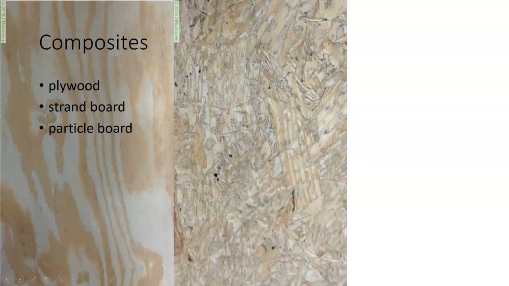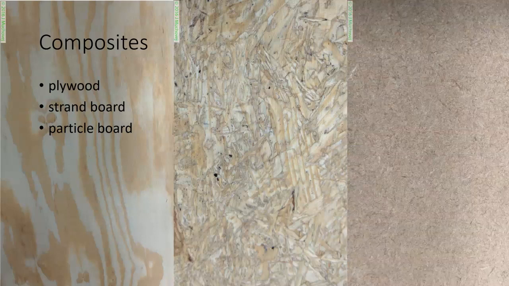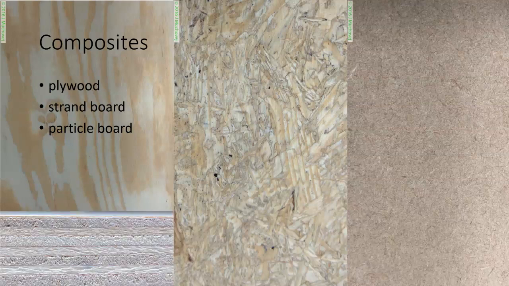We have strand board. This is called OSB or oriented strand board. They take the wood, they chip it up into strands. They mix the strands with glue, and then they press it together to make strand board. We've got a video on how that happens. Then you've got particle board, where they take small particles, sawdust, and other things like that of wood. They mix it together.